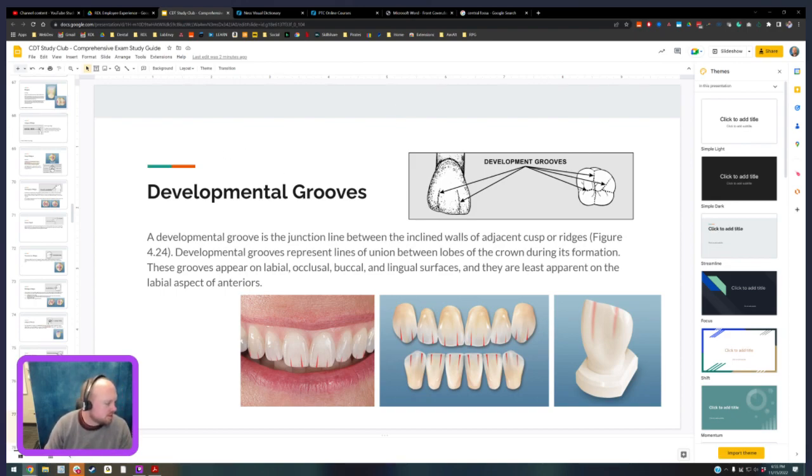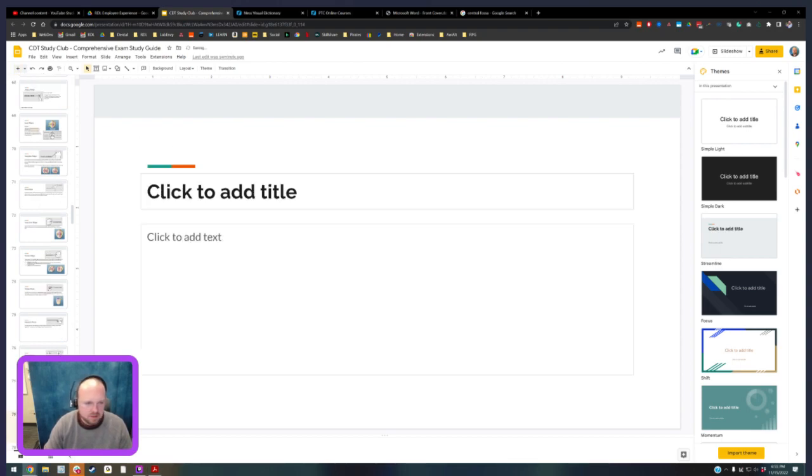All right. One second here. What are we doing next? All right, so we've done developmental grooves, and then we've got our supplemental grooves. Wow, this is just breathtaking stuff. This is jaw-dropping, heart-stopping stuff here. Moving on to supplemental grooves.